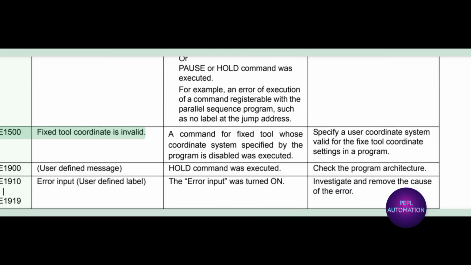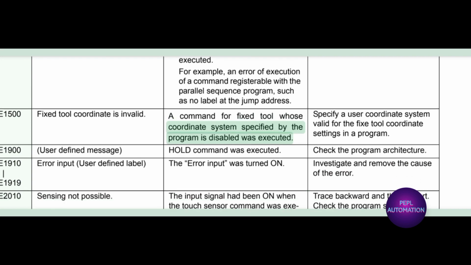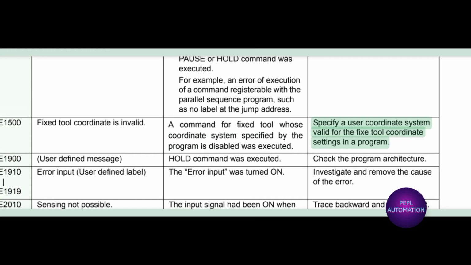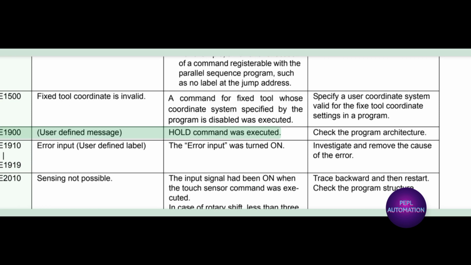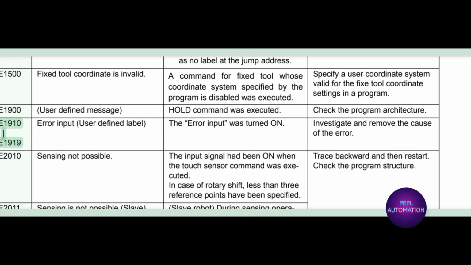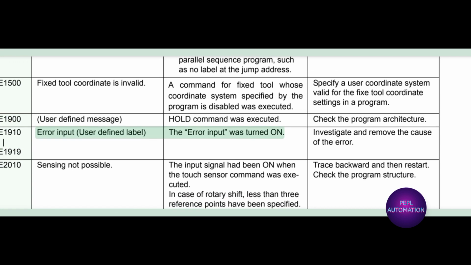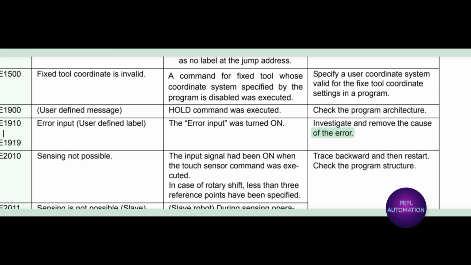E1500 Fixed tool coordinate is invalid. The command for fixed tool whose coordinate system specified by the program is disabled was executed. Specify a user coordinate system valid for the fixed tool coordinate settings in a program. E1900 User-defined message. Hold command was executed. Check the program architecture. E1910, E1919 Error input, user-defined label. The error input was turned on. Investigate and remove the cause of the error.